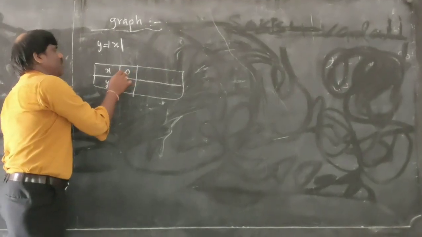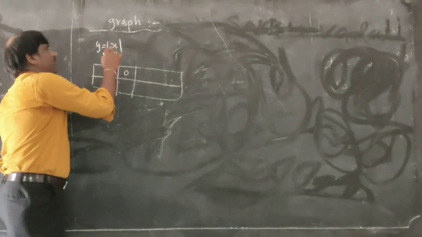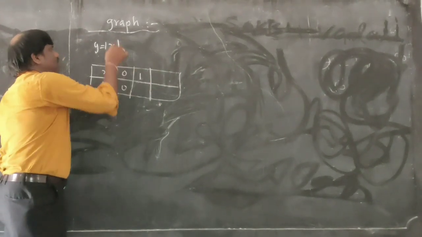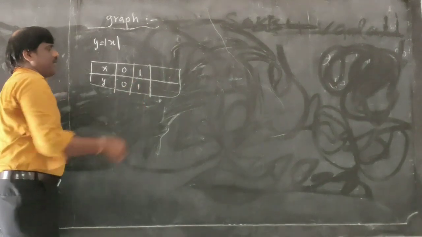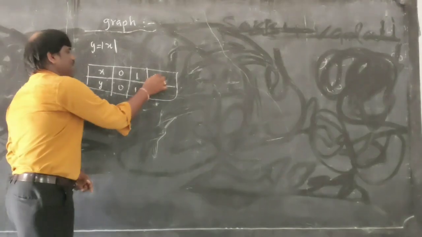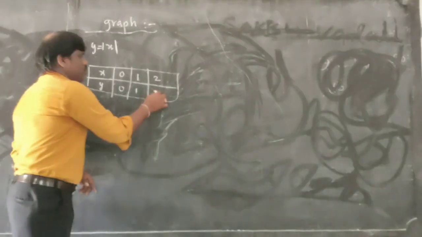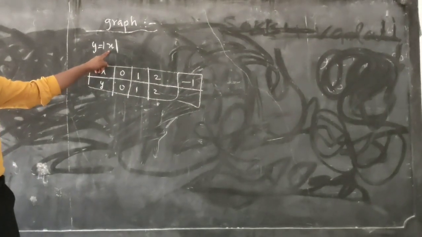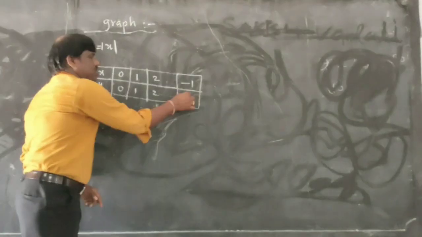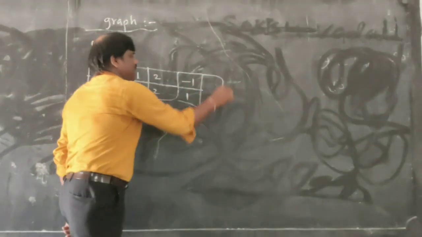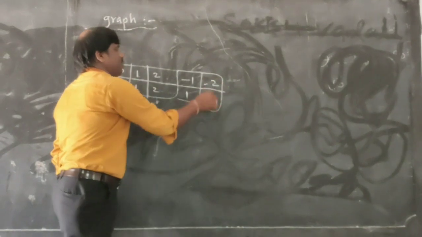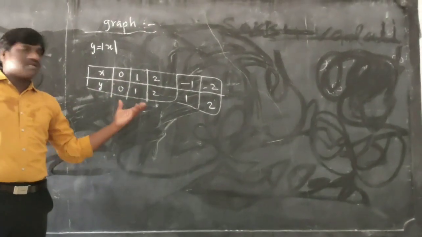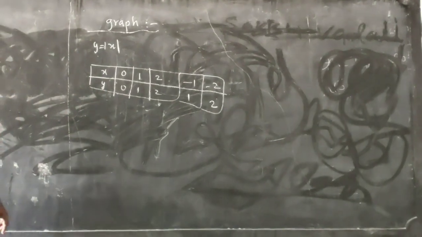If I take x as 0, the result will be mod 0 is 0. If I take positive 1, then mod of 1 will be 1. If I take 2, mod of 2 is 2. If I take minus 1, modulus of minus 1 is positive 1. If I take minus 2, I get plus 2. These 5 points I will plot on the graph, and you will get the graph of the modulus function.